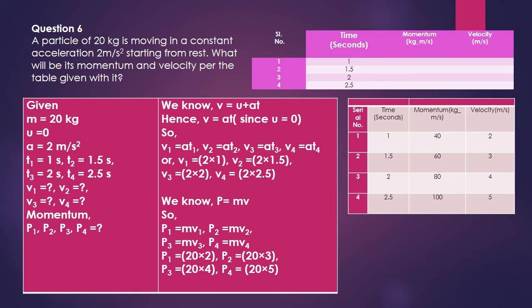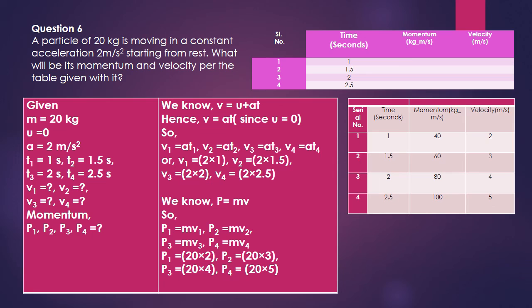Now we also have to get the momentum. Momentum is the product of mass and velocity. We already know the velocity and the mass is constant, so it will be similar to before. p1 will be mv1, that is mass into first velocity, p2 equals mass into second velocity, mv2, p3 will be mass into third velocity, mv3, and p4 will be mass into fourth velocity, mv4.